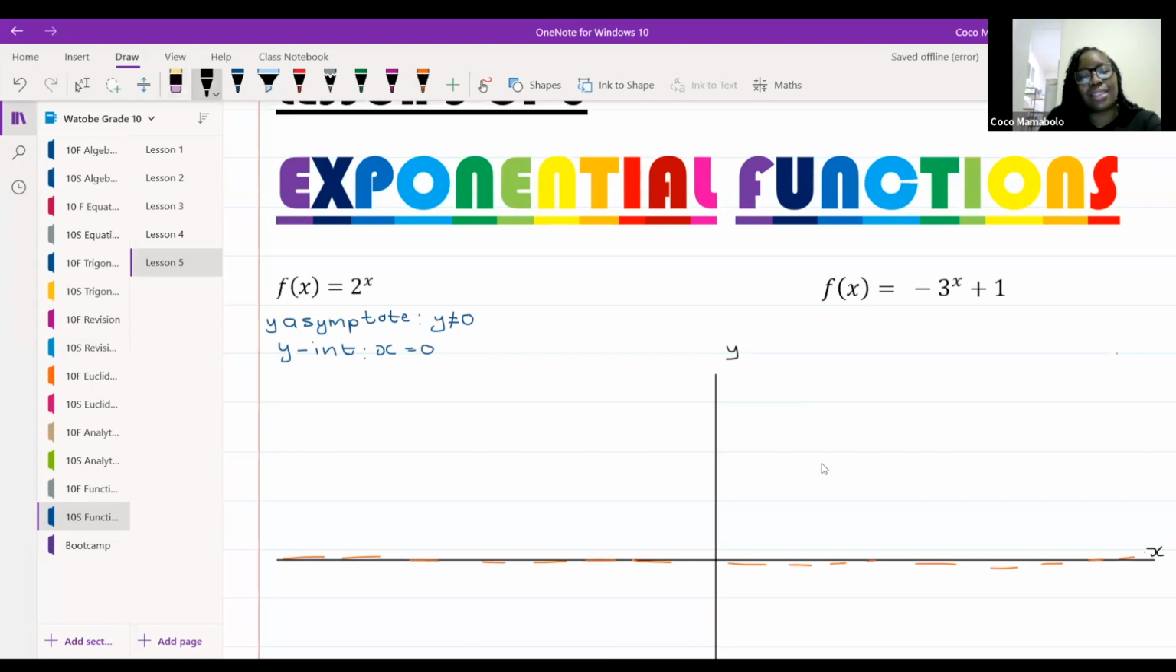If I make x 0, if x is equal to 0, what will y be equal to? I'm going to get 2 to the power of 0. And we know that 2 to the power of 0 is equal to what? That's it. 2 to the power of 0 is equal to 1. So our exponential graph is going to go through the point 1.